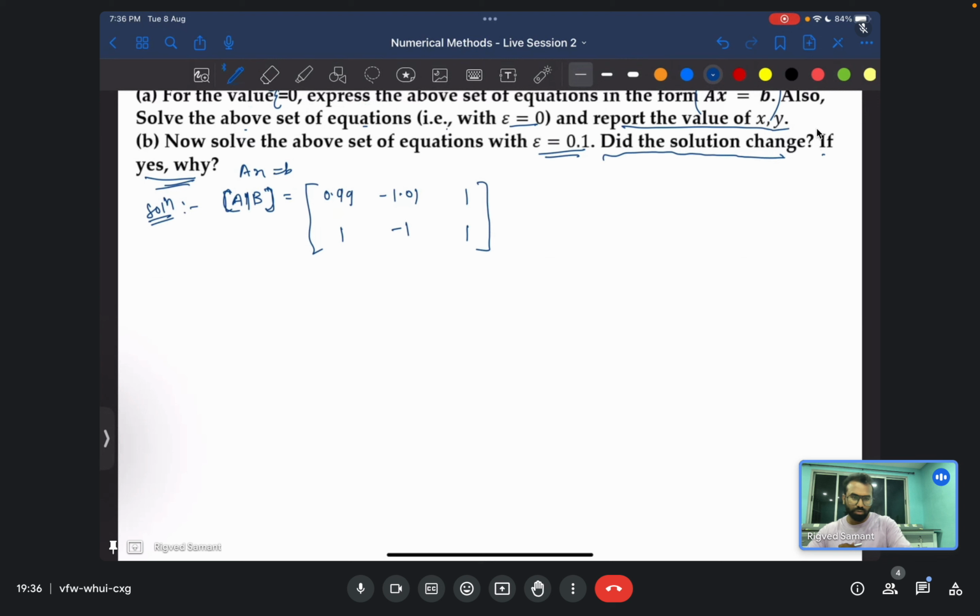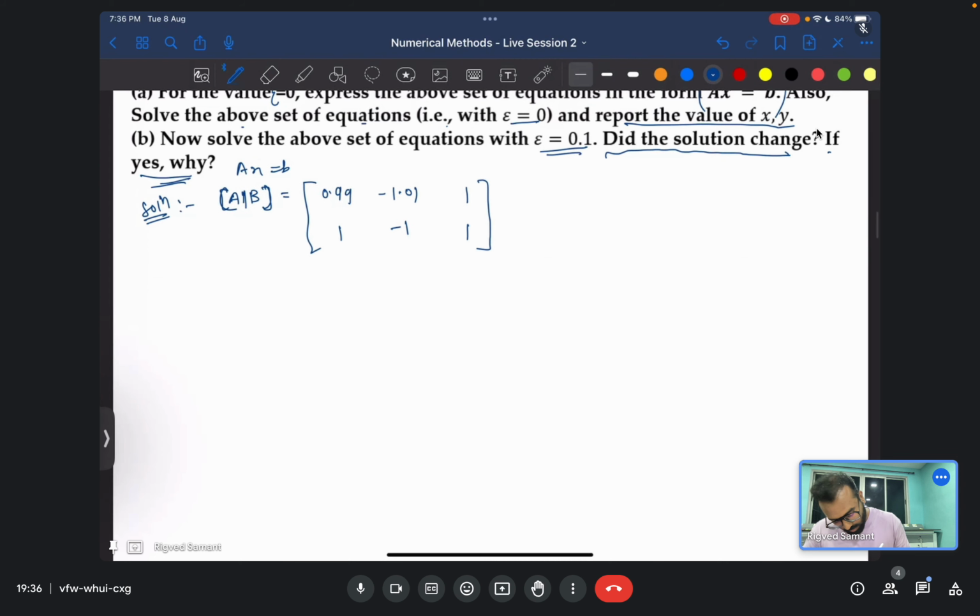How to solve this? I guess 80% somebody said, right? Gauss elimination. Yeah, Gauss elimination we have to perform. R2 we will change it to 0.9 R2 plus negative of 1 divided by 0.99 R1, right?